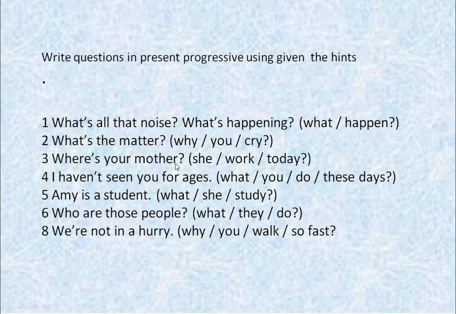Where is your mother? She worked today. Change it into an interrogative sentence. Where is she working? I haven't seen you for ages. What are you doing these days? Amy is a student. What is she studying? Who are those people? Form an interrogative sentence. What are they doing? We are not in a hurry. Why are you walking so fast?